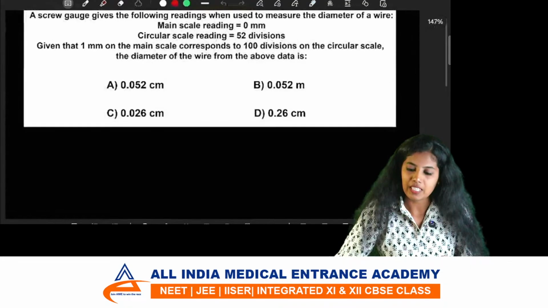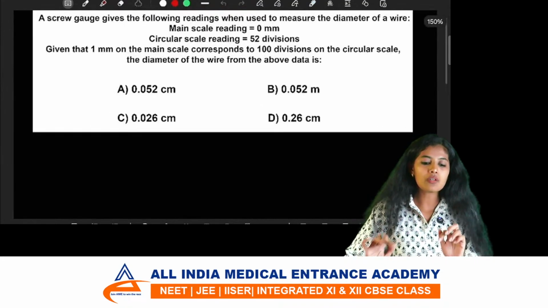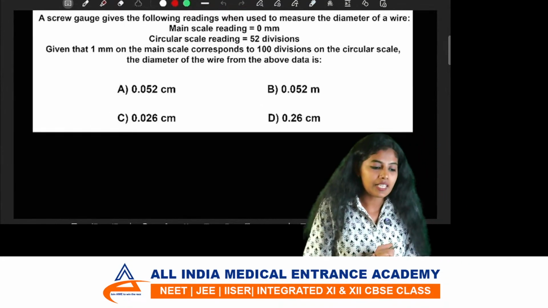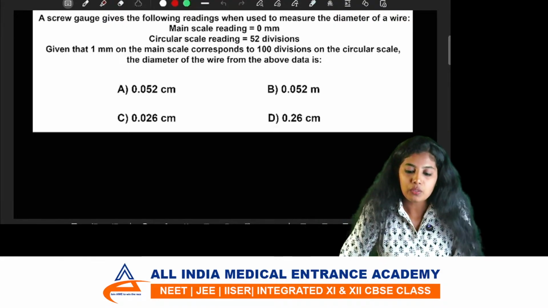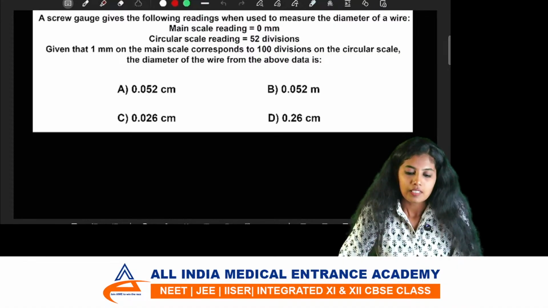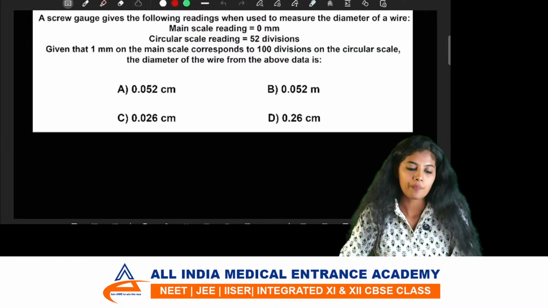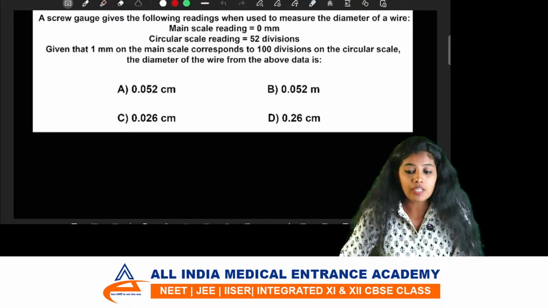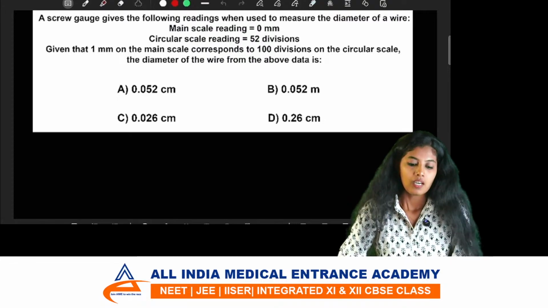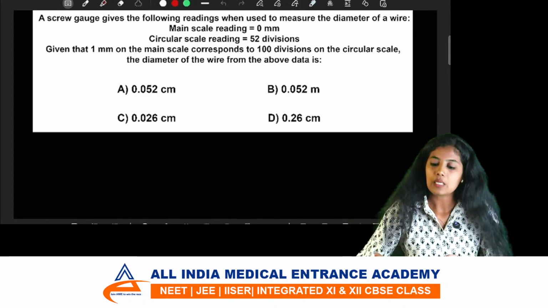Okay, this is the next question. And here we need to calculate what? Diameter. So a screw gauge is given the following readings when used to measure the diameter of the wire. The main scale reading is 0 millimeter and the circular scale has got 52 divisions. Given that 1 millimeter on the main scale corresponds to 100 divisions on the circular scale, find the diameter of the wire from the above data. So 4 options are also given here.